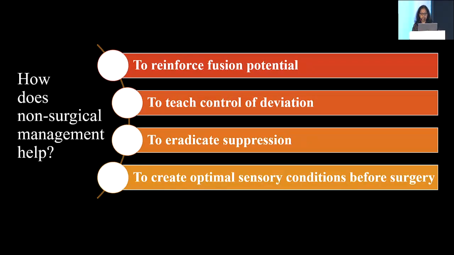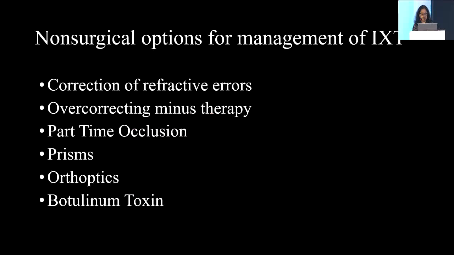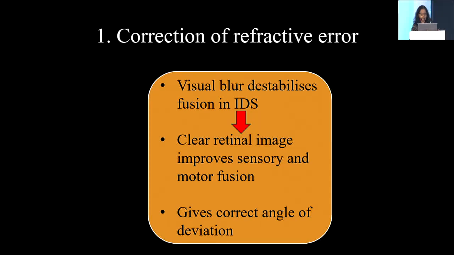So how does non-surgical management help? It helps to reinforce fusional potential, to teach the control of deviation, to eradicate suppression, and to create an optimal sensory condition before you plan surgery. The modalities include correction of refractive error, overcorrecting minus, part-time occlusion, prisms, orthoptics, and botulinum.